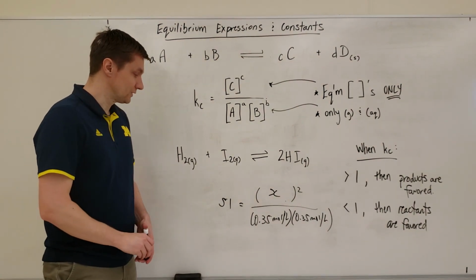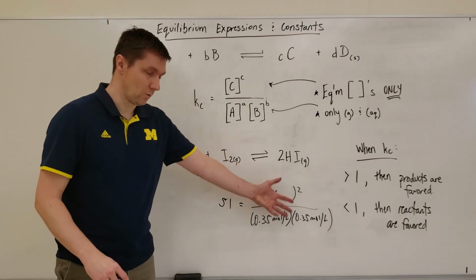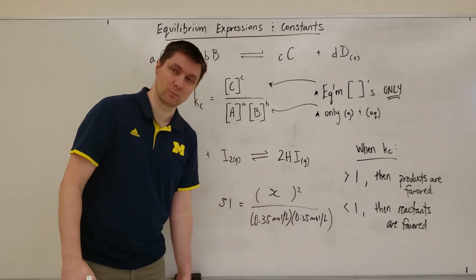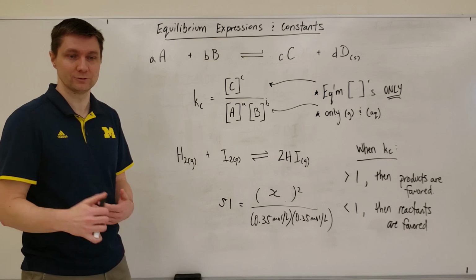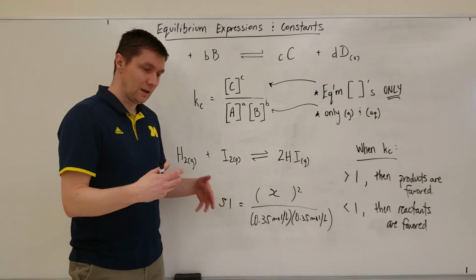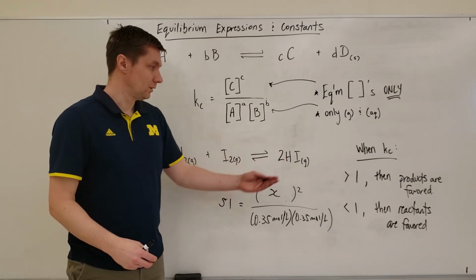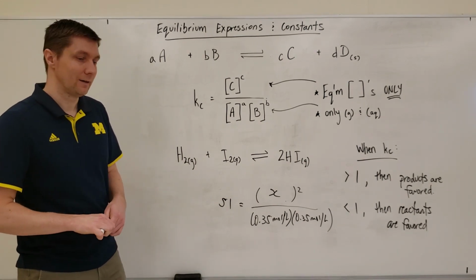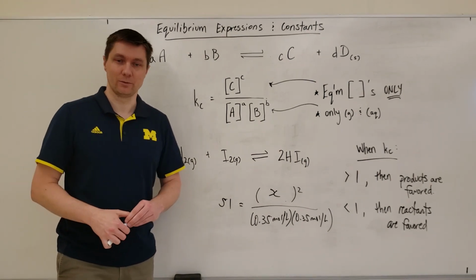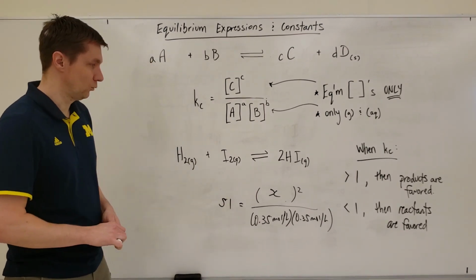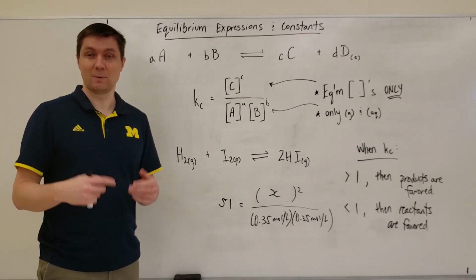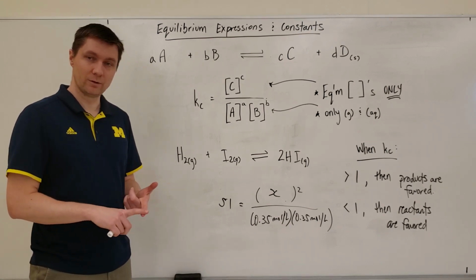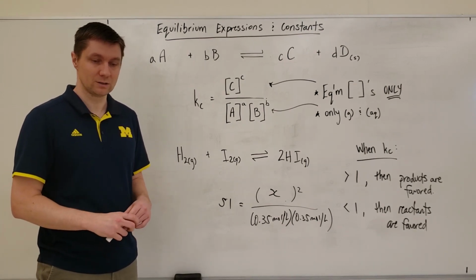And so just doing some simple algebra, you can, again, write your equilibrium expression, plug the numbers in that they do give you in the question, like 0.35 moles per liter for both hydrogen and iodine, and then algebraically solve for the concentration at equilibrium for hydrogen iodide. Just as a sample example of what that would be. So that's what you're expected to know as it relates to equilibrium concentrations, equilibrium expressions, and equilibrium constants.